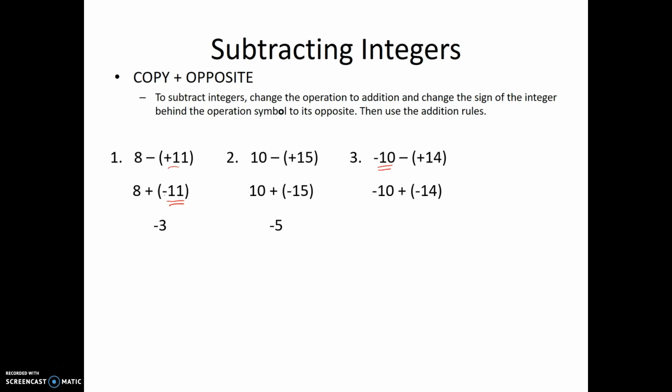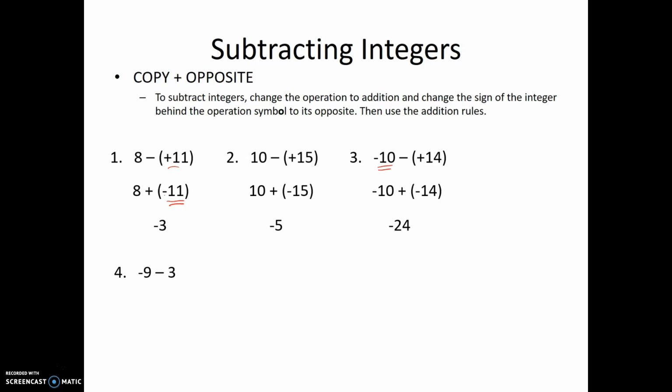Now we have negative 10 plus negative 14. So we're going to use our same sign sum rule. We're going to add those together, and then we're going to just keep the sign. So we end up with negative 24. All right, let's go through the rest in this set, and then that's going to be the end of this video. Hopefully I've given you enough to go on.